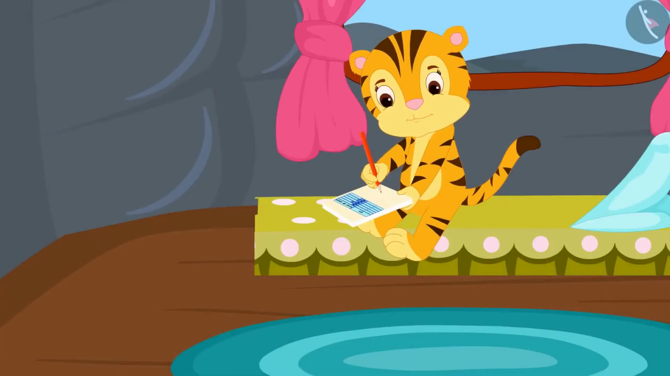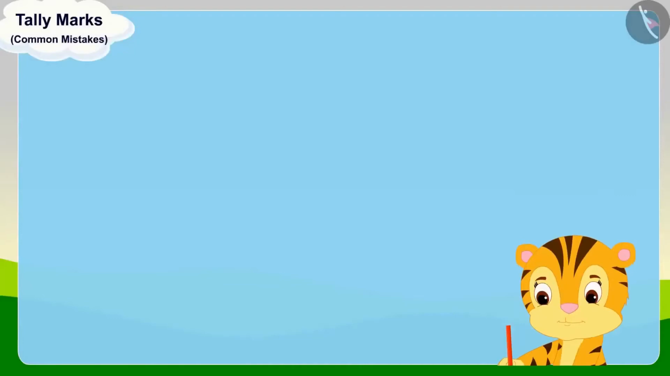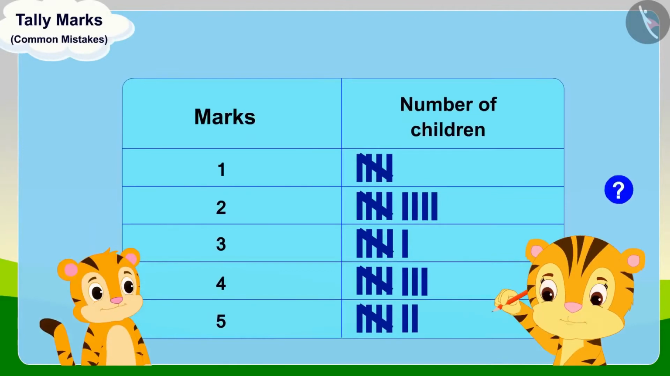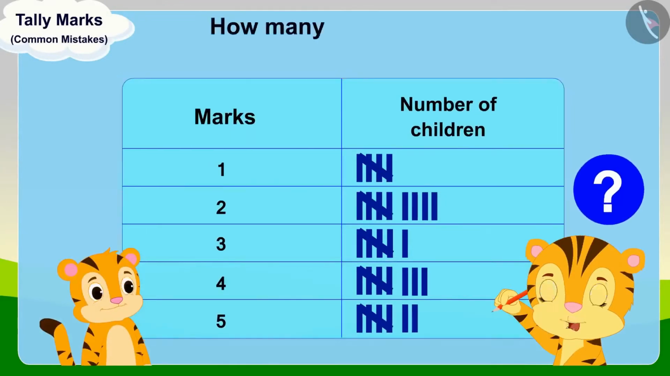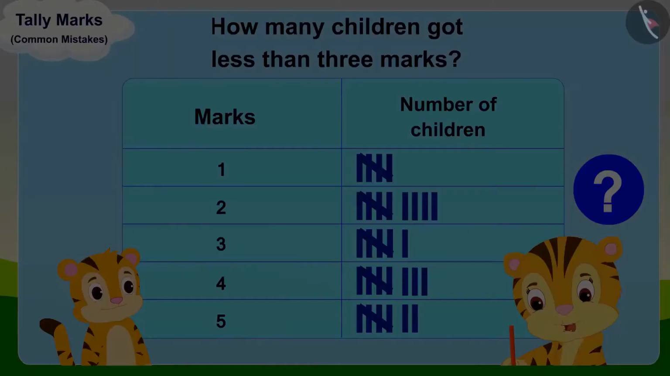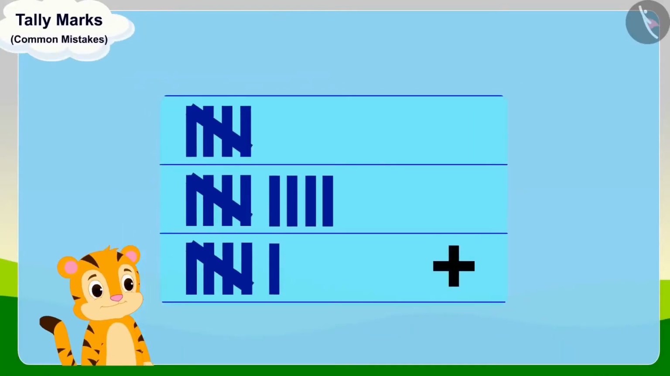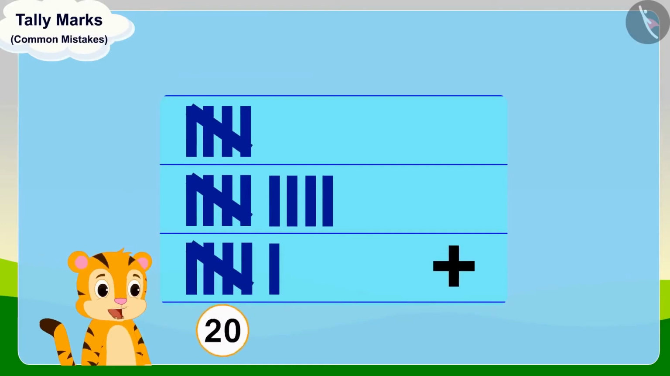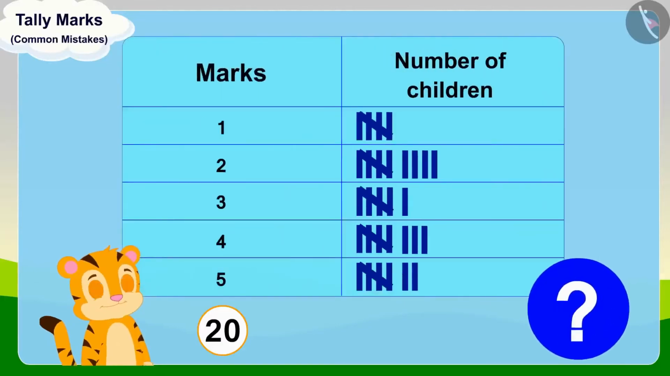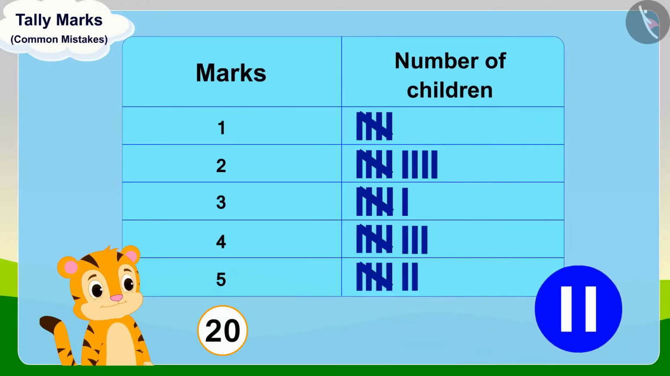When Mrs. Khan's table was completed, Sher Khan came there. Mrs. Khan showed him the table and asked, Sher Khan, can you see this table and tell me how many children got less than 3 marks? Sher Khan added the number of these tally marks and quickly replied, 20 children got less than 3 marks. Children, is Sher Khan's answer correct? If you want, you can stop the video and find the answer.